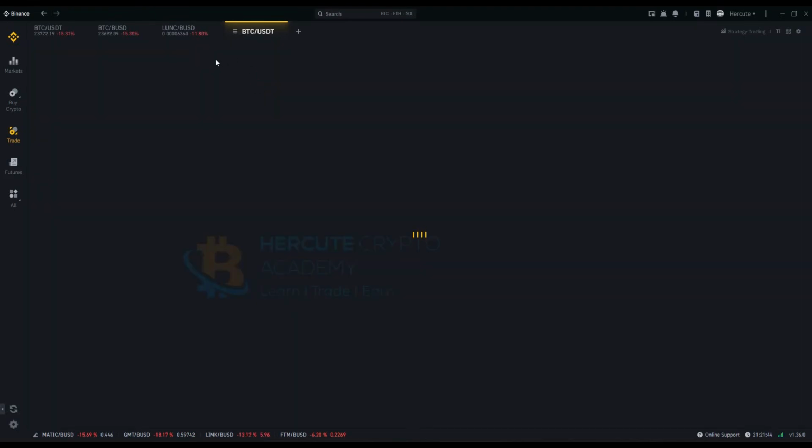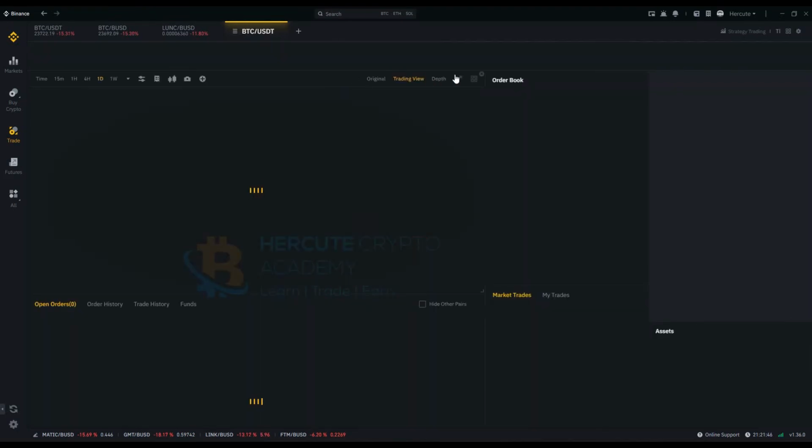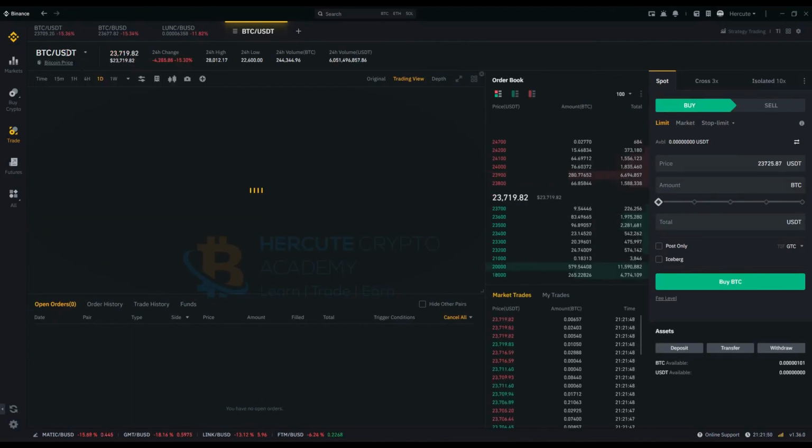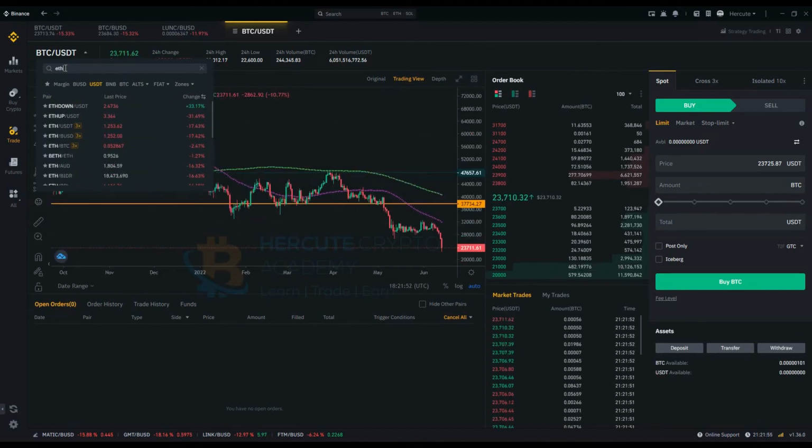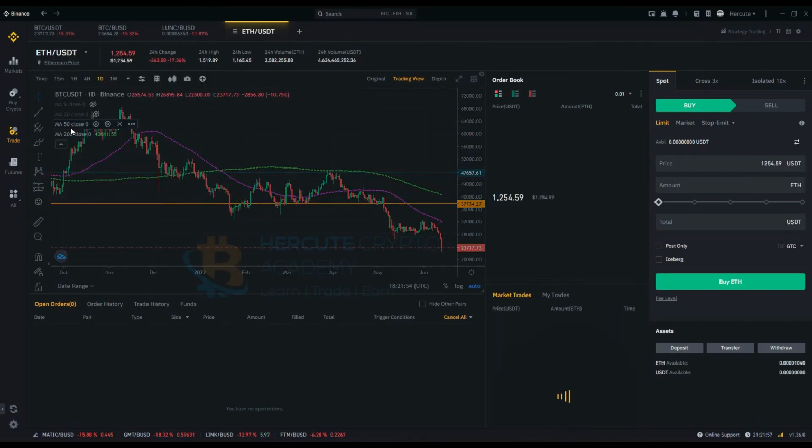Like, let me show you another project. Like, for example, let me take Ethereum, for example. Okay, let me take Ethereum, for example. This is very, very important. Ethereum is currently trading at $12,000.